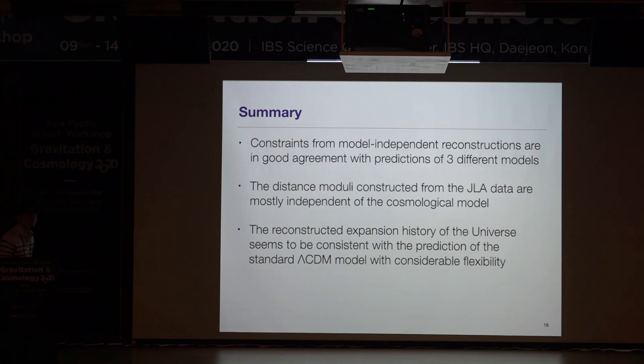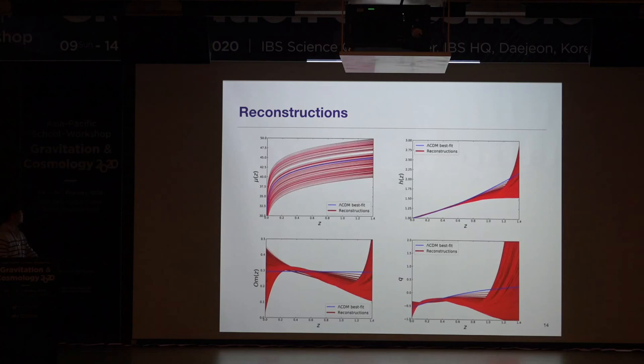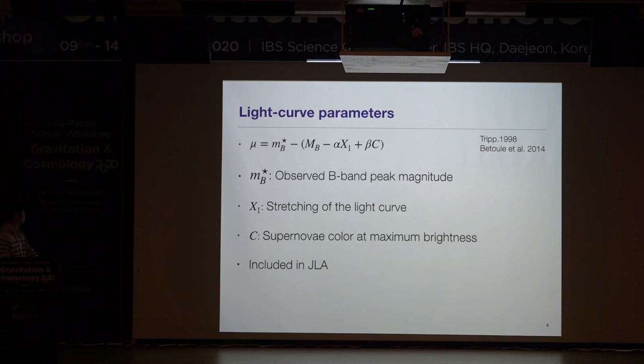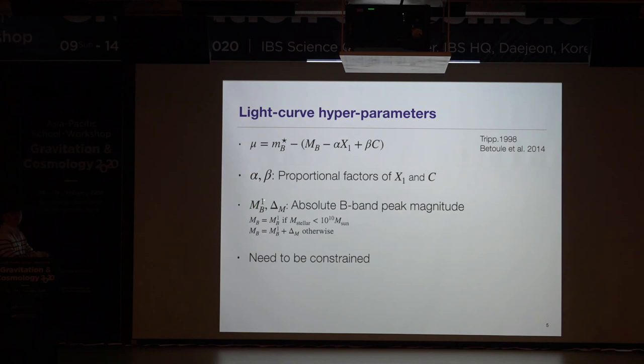B magnitude? You said something like B band peak magnitude. Ah, B band magnitude. Okay, I'll show you the slide. Are you asking about this parameter or this parameter? Both: the meaning of the B band.